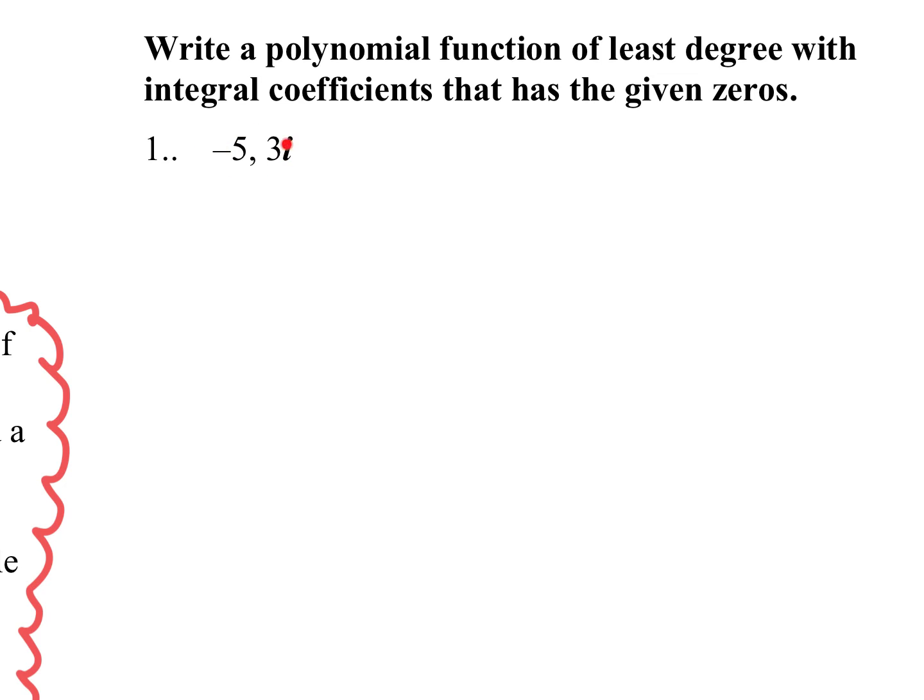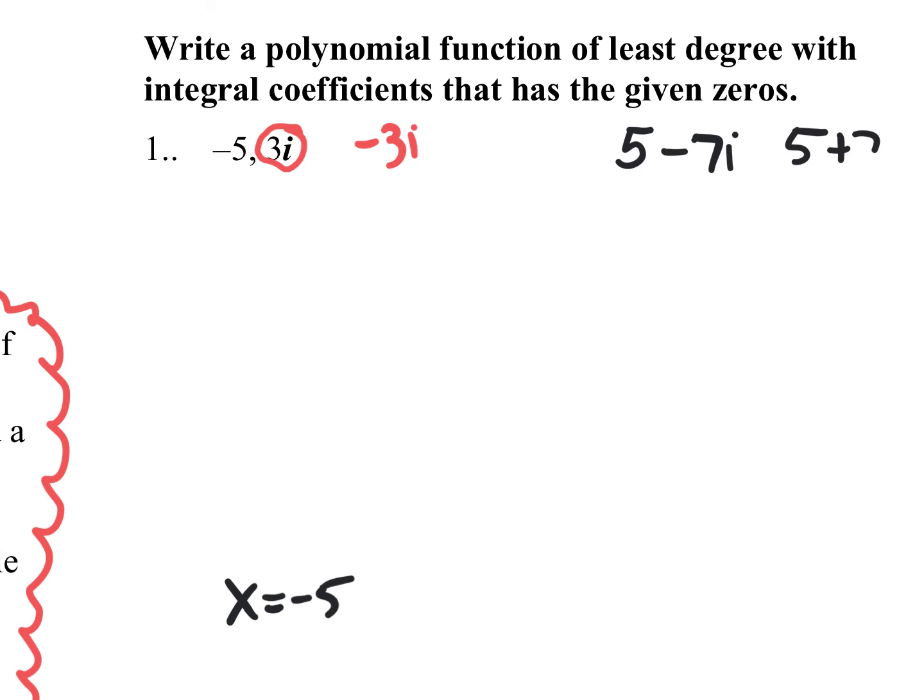Okay? So, for example, right here, they give us 2 zeros. They give us 2 answers. We have the answer, and you might as well write this down. We have the answer x equals negative 5. And we also have the answer 3i. But the theorem about complex conjugates says if an imaginary is an answer, this positive 3i, it is an answer, so that must mean that it also has negative 3i as an answer. Yay? Now, of course, if I would have said one answer is 5 take away 7i, then the other answer would be 5 plus 7i.